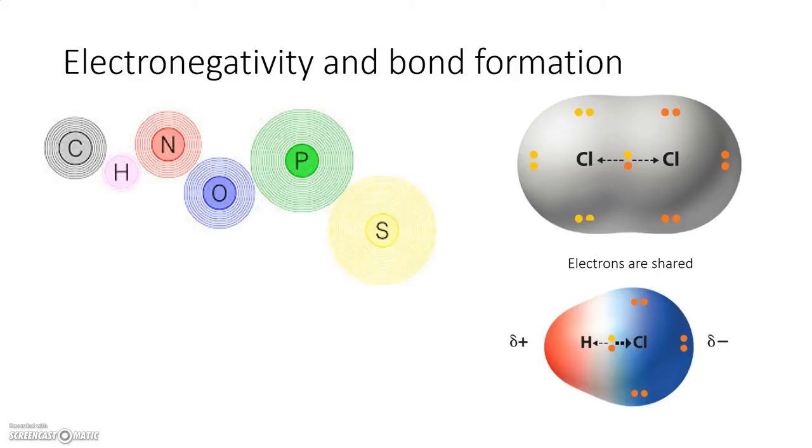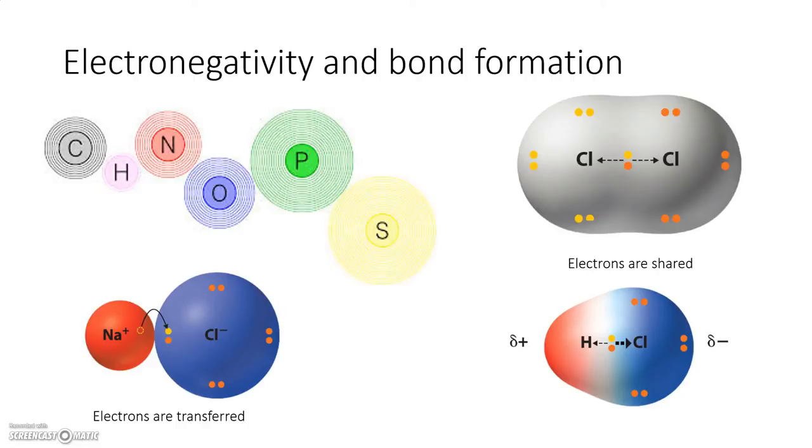So when chlorine bonds with hydrogen, the chlorine has a much higher electronegativity, so it pulls much more strongly on the electron that hydrogen is contributing to that bond. That means the electron spends more time near the chlorine and less time near the hydrogen. So the hydrogen doesn't have a full charge, but it picks up a partial positive charge. That's what the little delta symbol means. And conversely, the chlorine picks up a partial negative charge.